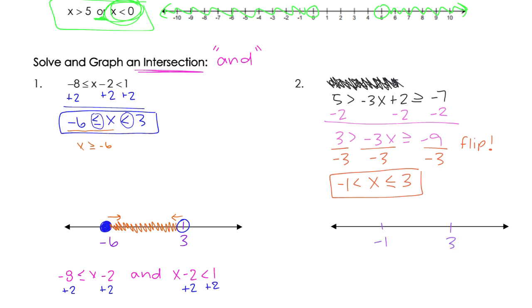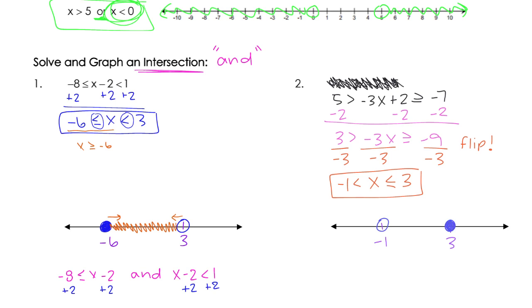I do want to make sure I point out really quick, these numbers do need to go in numerical order. So if for some reason they're flipped around in your answer on your number line, you've got to make sure they're in the right order. And then after that, -1 is just less than, no or equal to, so that would be an open circle. 3 has the less than or equal to, so that would be a filled in circle.